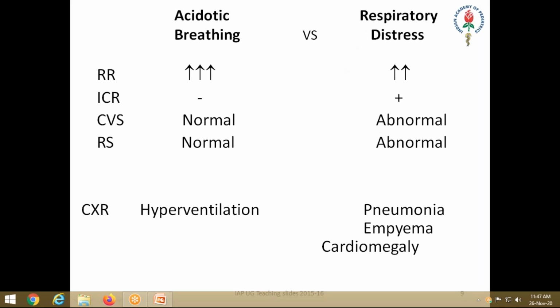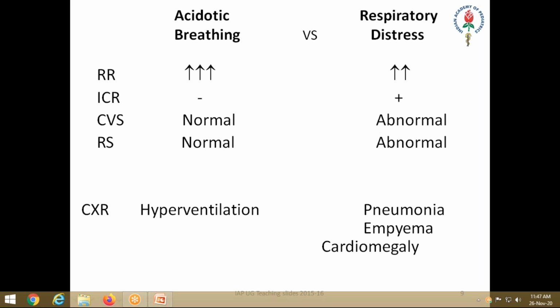So respiratory rate in acidotic breathing is much higher. The rate will be much higher in acidotic breathing when compared to respiratory distress, but retractions will not be there. Only silent tachypnea. It is almost like silent tachypnea. Retractions are not there, but retractions are more common in respiratory distress.